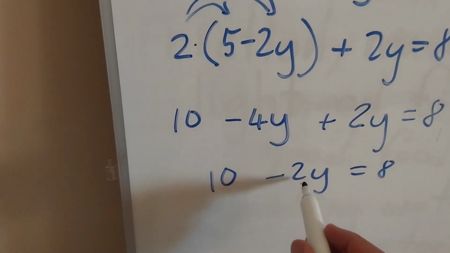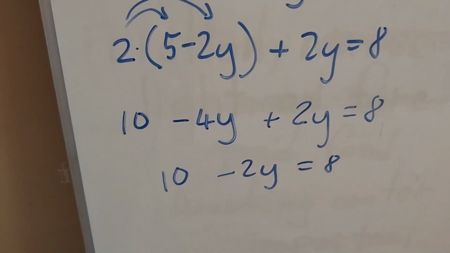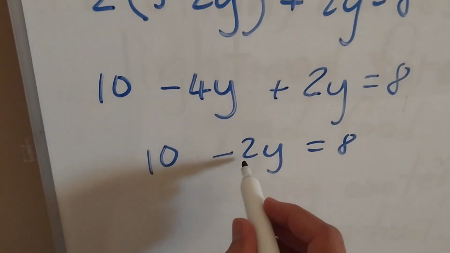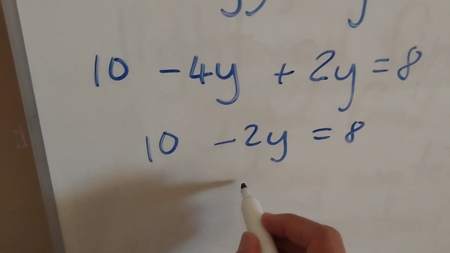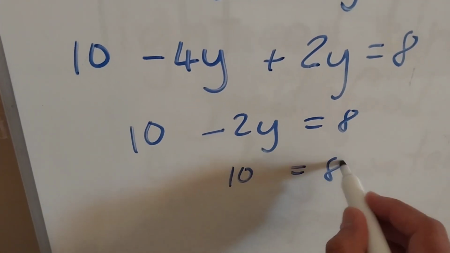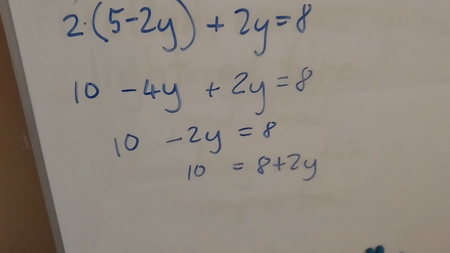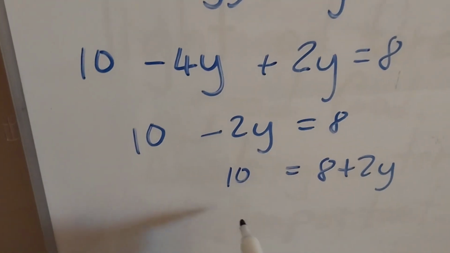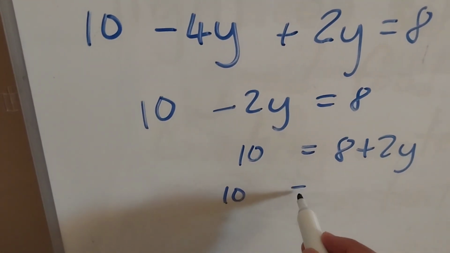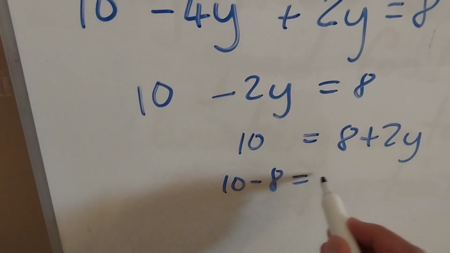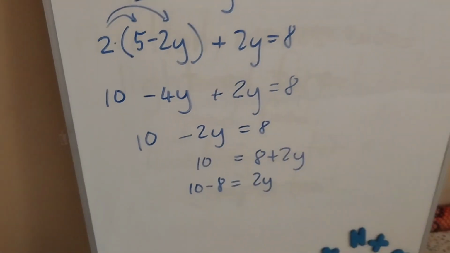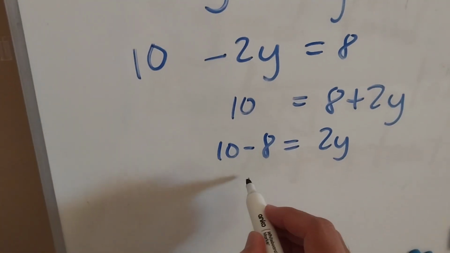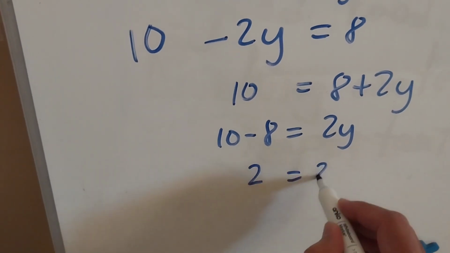Now, we're going to take the 2y to that side to make it easier, because at the moment the variable has got a minus sign. So 10 equals 8 plus 2y. And then take the 8 this side. 10 minus 8 is equal to 2y. And then 10 minus 8 is equal to 2. 2 is equal to 2y.